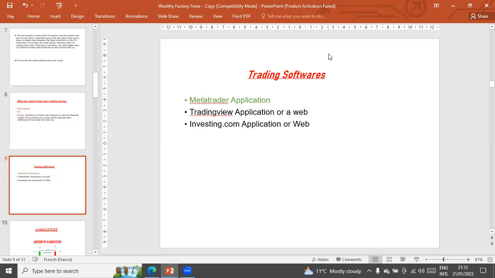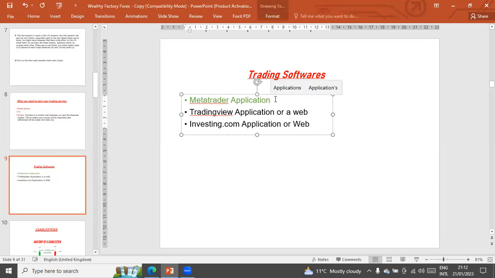So we have the MetaTrader application. We have two types of application: MetaTrader 5 and MetaTrader 4. Myself, I love using MetaTrader 5, and I use MetaTrader 4 for some other financial instruments, but mostly I like MetaTrader 5. It's smart, nice. Then we have the TradingView application or website.